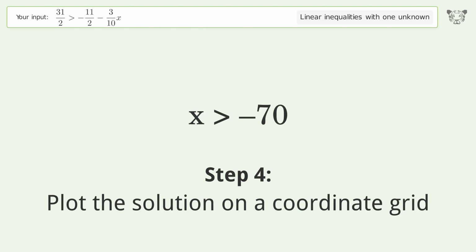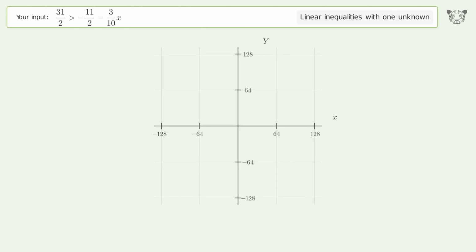Plot the solution on a coordinate grid. And so the final result is x greater than negative 70.